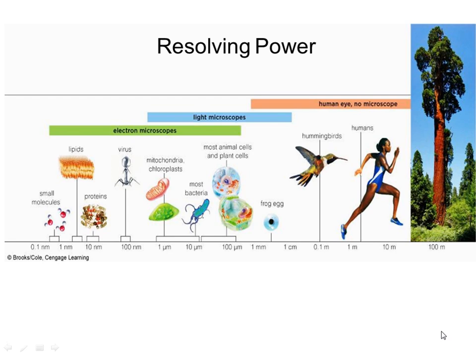Right below that, you see bacteria, and then you see mitochondria and chloroplasts. Those are compartments within cells that we're going to call organelles. We're going to learn what those are today. And you see that those are about 1 to 10 micrometers right there. So this is what we can see with our light microscope. This is where cells would fall, right there.